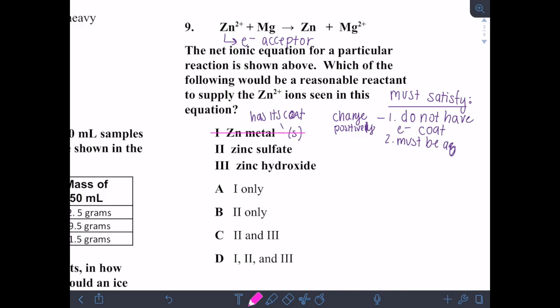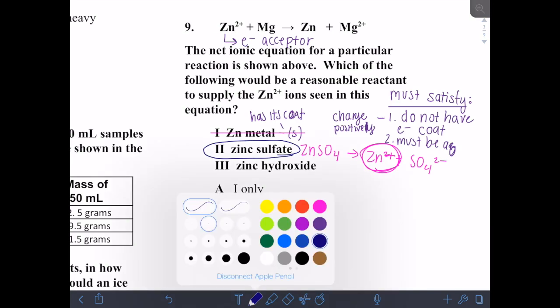Zinc sulfate in solution is zinc 2+ and sulfate 2-. So this is great because we have our ions here, we have no coat, and if you look at your solubility chart and look up zinc sulfate, it is soluble in water. So this is a good option. Soluble in water, so they're aqueous, and it's 2+.